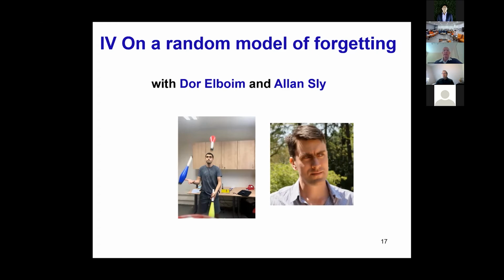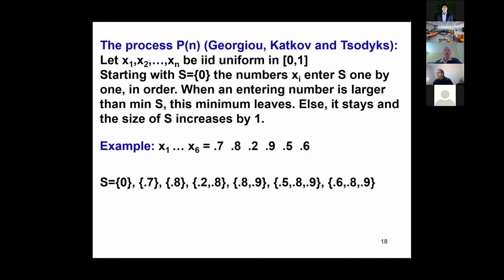Okay. Now, the second half of the lecture is about a very recent result, and it still deals with a random permutation model. And this is on a random model of forgetting, and it's a joint work with Dor Elboim and Ellen Sly from Princeton. And let me tell you the question. So again, if you lost me, I'm starting now something new, so you can start to catch up again.